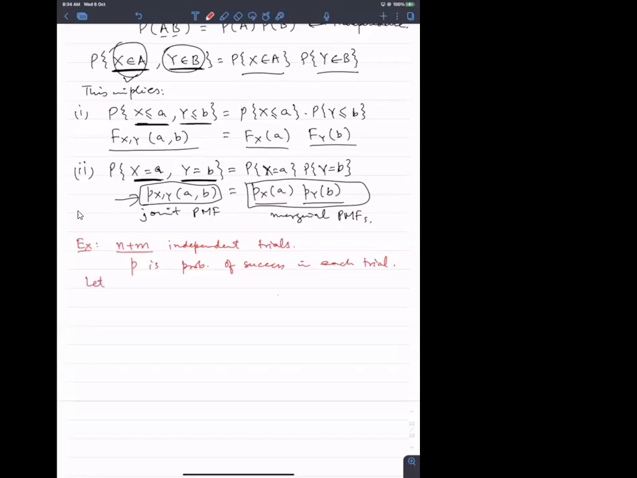Let's assume that you have these trials. उसमें पहले आपके पास n trials हैं और उसके बाद आपके पास m trials. N trials and then m trials. So total n plus m trials. Let me define x to be equal to number of successes in first n trials.